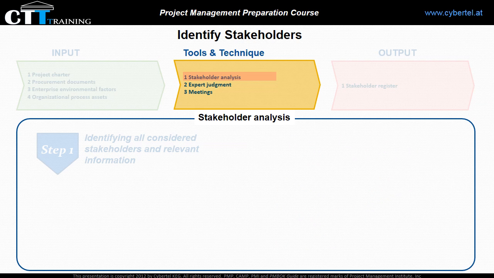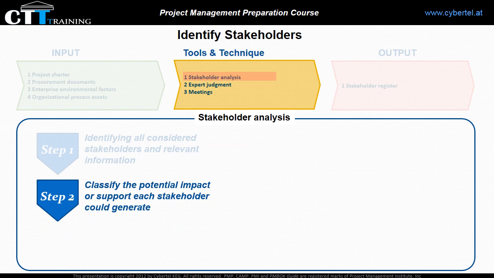Step 2. Classify the potential impact or support that each stakeholder could generate. This is how to evaluate their support or impact to your project. And this can be done by classifying and prioritizing all stakeholders to ensure efficient management strategy to satisfy their expectations. What do you mean by classifying and prioritizing?